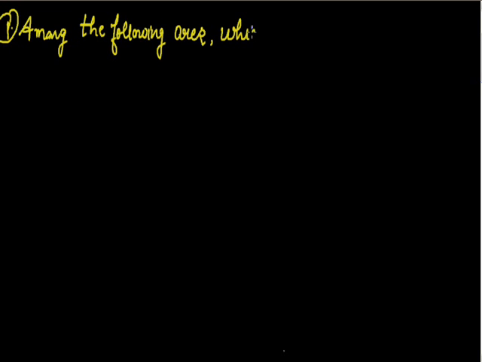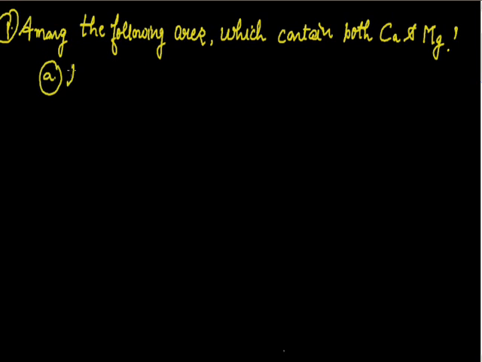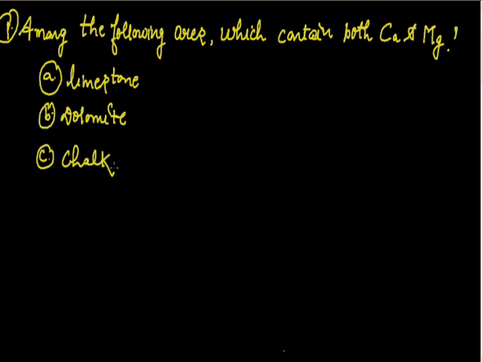Which ore contains both calcium and magnesium? We have to check it. Now, the options are: the first one is limestone, the second one is dolomite, the third one is chalk, and the fourth one is feldspar, or we can also say fluorspar.